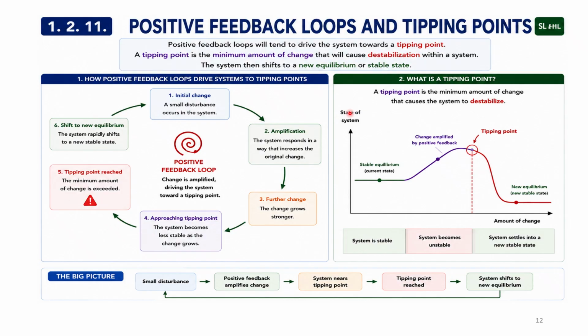The graph illustrates this transition. Initially, the system remains stable despite small disturbances. Positive feedback gradually amplifies the change until the tipping point is reached. Beyond this point, the system undergoes a rapid transition before settling into a new stable state.